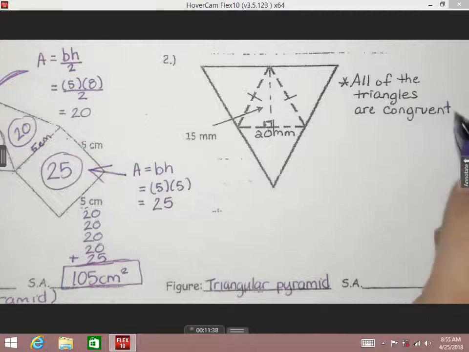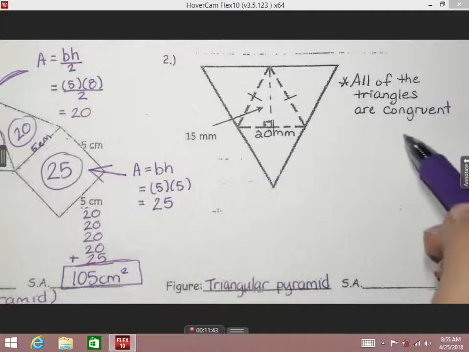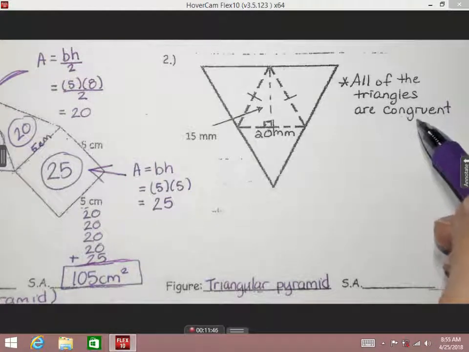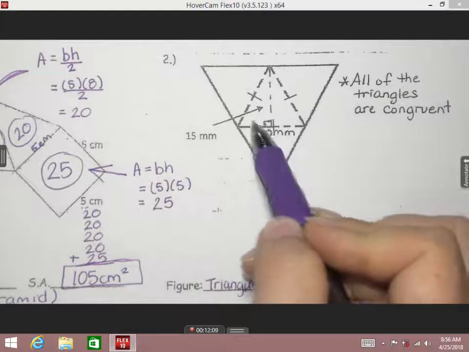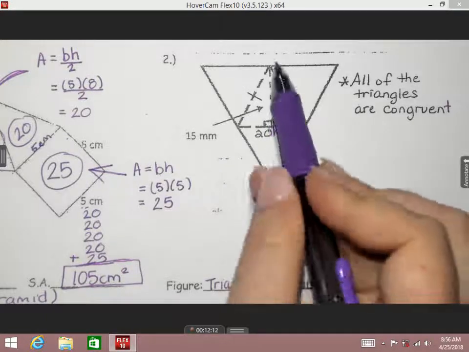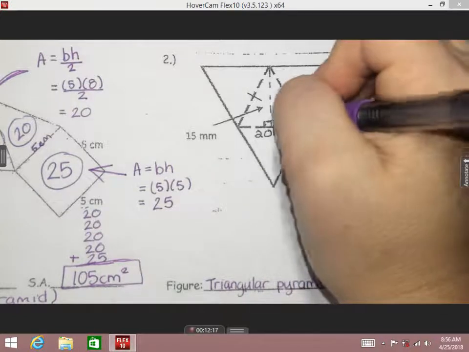What does congruent mean? Anyone know? All the triangles are congruent. The same. They're all the same. So that's cool, because once I have one triangle, that means I know all of them. I only have to do one shape then, right? So which triangle would be the best triangle to use? The middle one, because it tells me my base, and it tells me my height. If I try using this one, I'm missing some information. So let's just do that middle triangle.